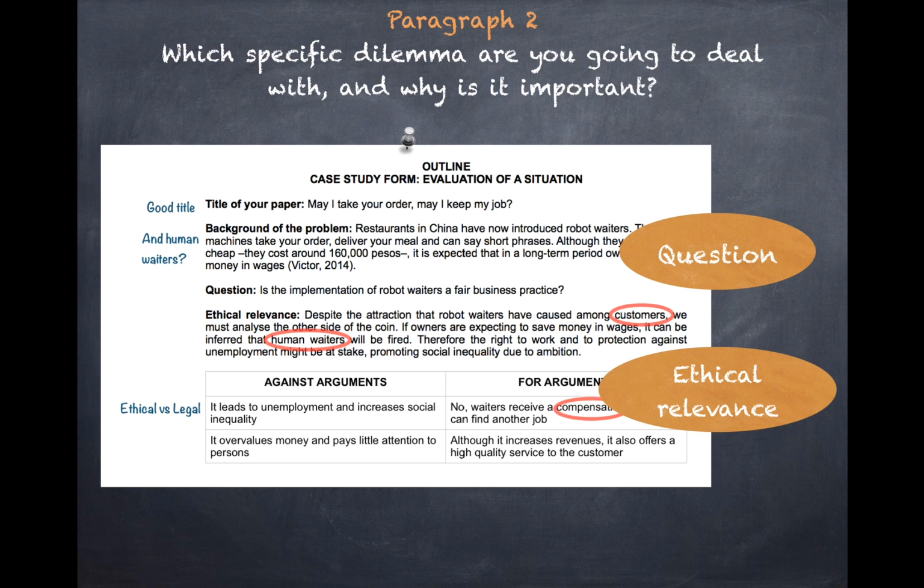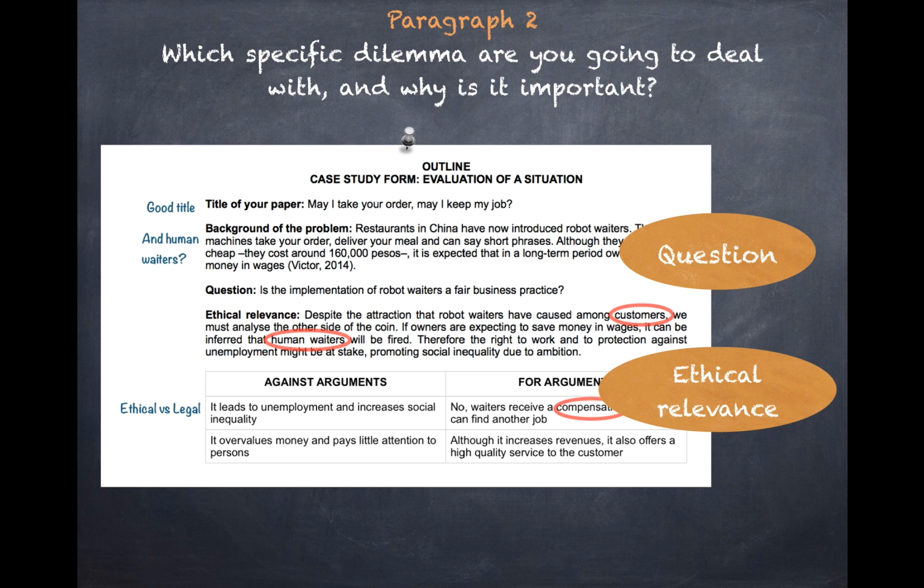And the ethical relevance was: despite the attraction that robot waiters have caused among customers, we must analyze the other side of the coin. If owners are expecting to save money in wages, it can be inferred that human waiters will be fired. Therefore, the right to work and to protection against unemployment might be at stake, promoting social inequality due to ambition. Now, when writing your introduction, you do not have to transcribe these texts literally.